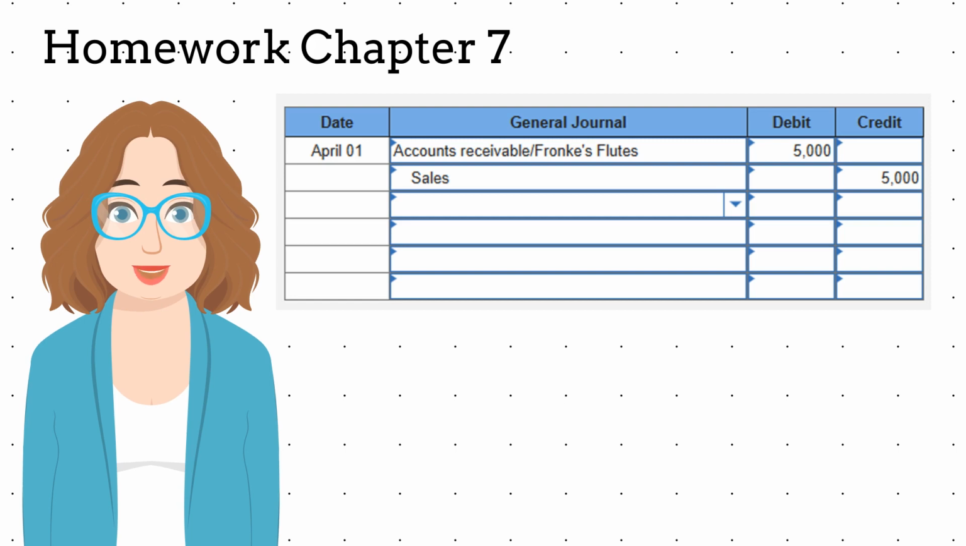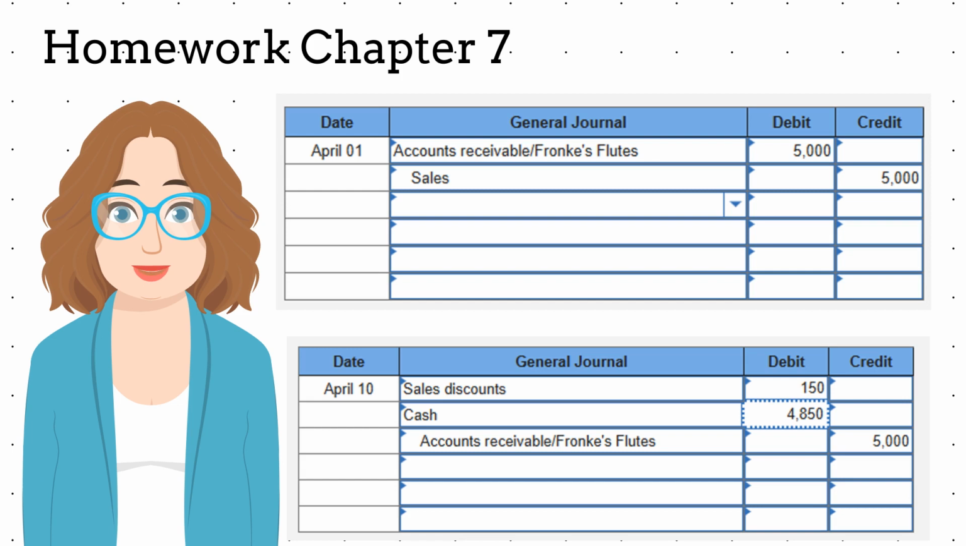Why don't we record the sales discount now? Well, we don't actually know yet whether the customer is going to pay within the discount time period. On April 10th, when the customer pays, we can now record the cash discount. We'll debit sales discounts for $150 and debit cash for $4,850. On the next line, we'll slightly indent and credit accounts receivable.